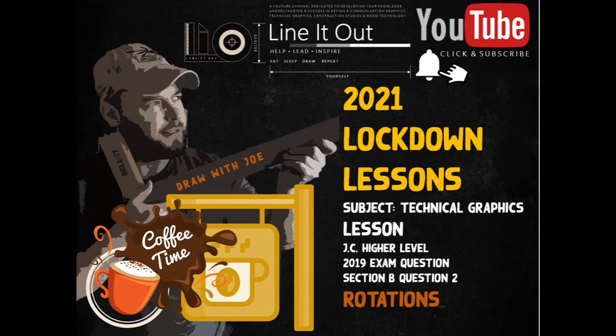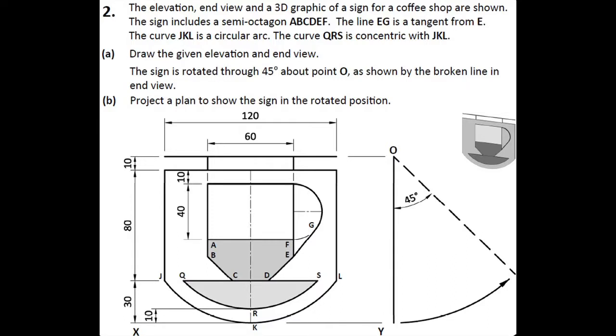Welcome to another technical graphics lesson, this time a rotations long question from 2019. As you can see here, it says the elevation and end view of a 3D graphic of a sign for a coffee shop are shown. The sign includes a semi-octagon ABCDEF.